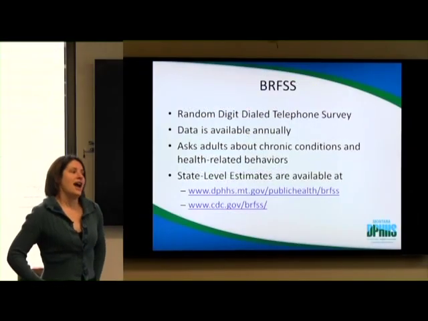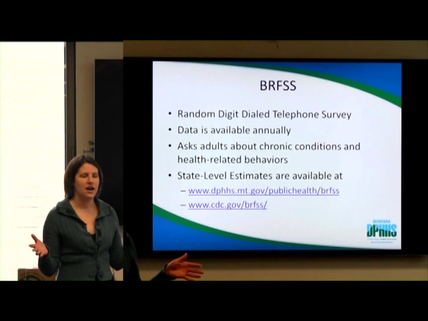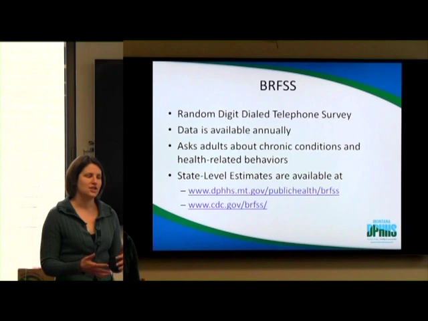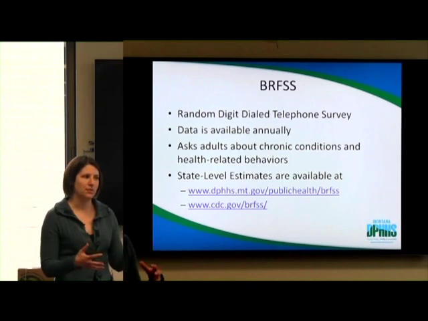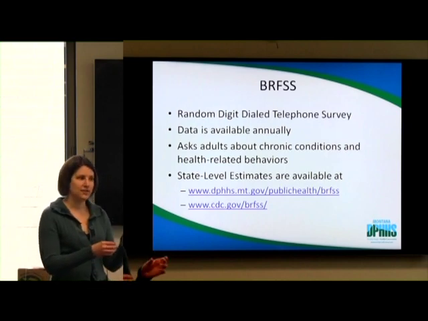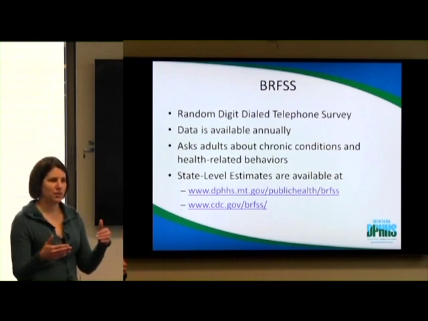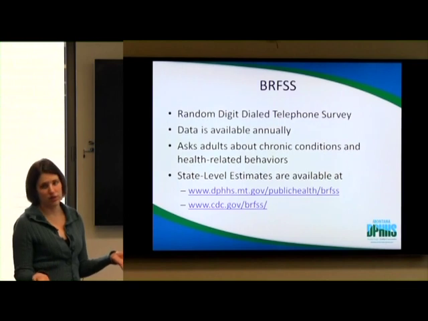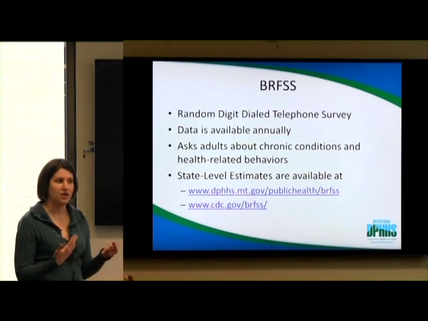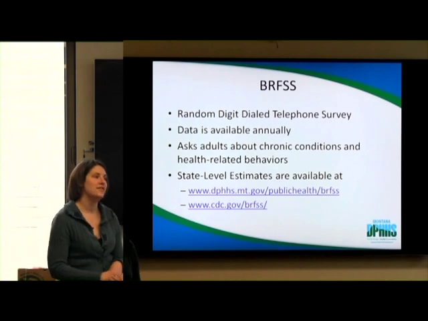CDC has a contract with a company that creates lists of phone numbers that have a prefix for a specific area. So it's a random phone number. It might not actually be a phone number that's in existence, but it has the prefix for whatever area you're looking at. And then we call those numbers, and we hope that we can get households. Within the household, we randomly select one adult who lives there, and then we ask them about their health. So that's basically how we do it, and it's available annually.